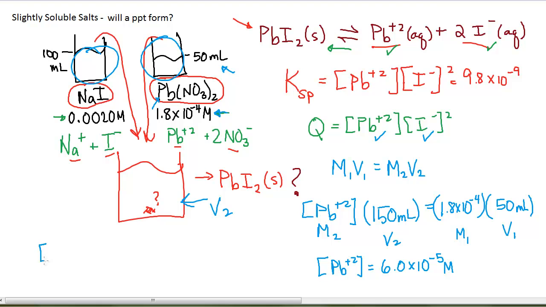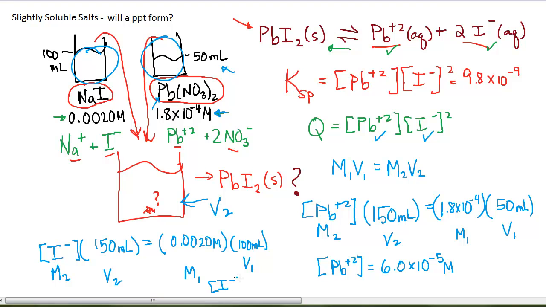Similarly, I'm going to do this kind of quickly. I'm going to need the concentration of my I minus. Again, M1V1 equals M2V2. That gives 1.33 times 10 to the minus 3 molarity. I'm keeping an extra sig fig just because I am not finished with my calculation.